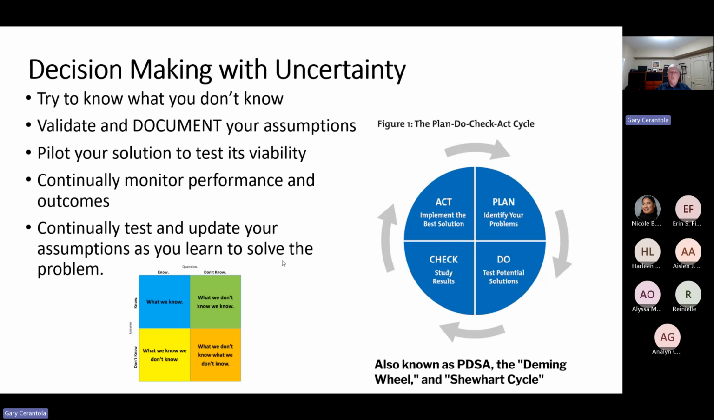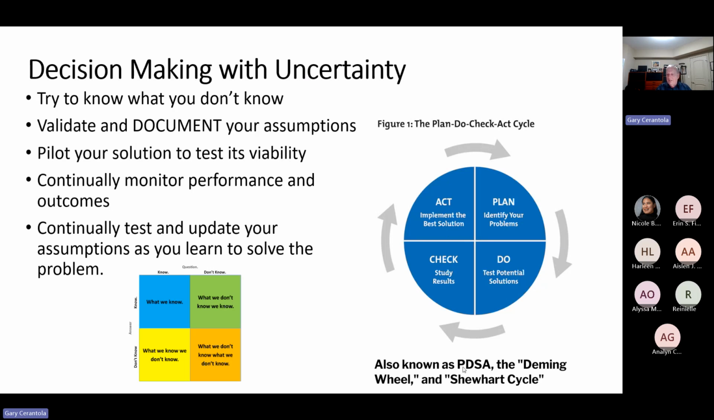So we're going to talk about Edward Deming at some point, and he really came up with this particular way of making decisions. It came out of total quality management, a simplification of what he came up with, and it's just plan, do, check, act.